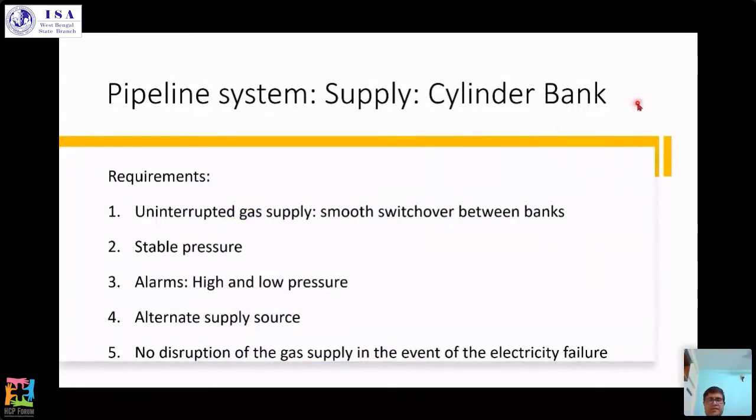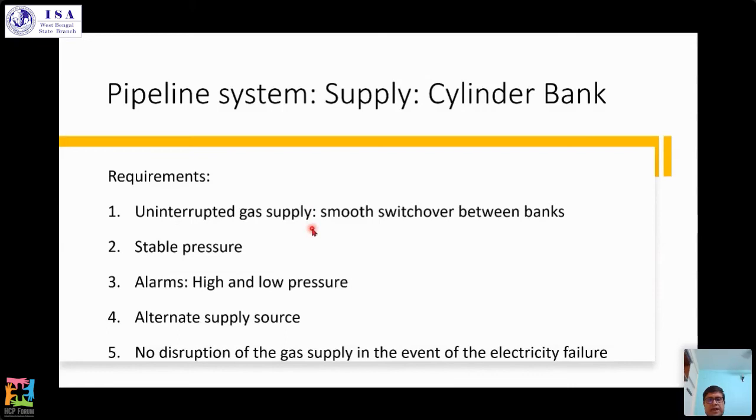Next set of supply is via cylinder bank. Now the rest of the gases, also oxygen and nitrous oxide, are supplied through cylinder banks. That means bunches of very big cylinders are bunched together and they supply, because if we're using small cylinders, we'll have to change those cylinders very quickly, and there can be pressure fluctuations, there can be times when we lose gas supply. So we'll have cylinder banks with a large amount of gas being drawn.